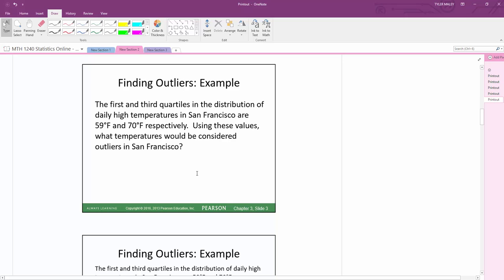So here's an example. We're told that the first and third quartiles in our distribution of daily high temperatures in San Francisco are 59 degrees Fahrenheit and 70 degrees Fahrenheit respectively. Using these values, what temperatures would be considered outliers in San Francisco? The first thing you want to do when you're trying to find outliers is to know the interquartile range, the IQR. Remember, this is Q3 minus Q1, the distance between Q1 and Q3. So we take 70 minus 59, and we get 11 as the IQR.